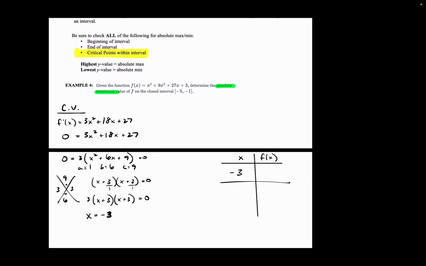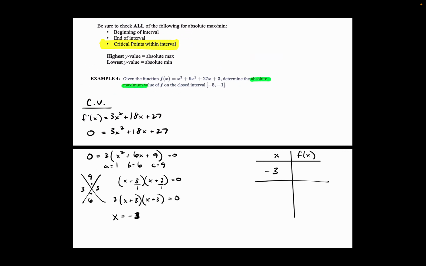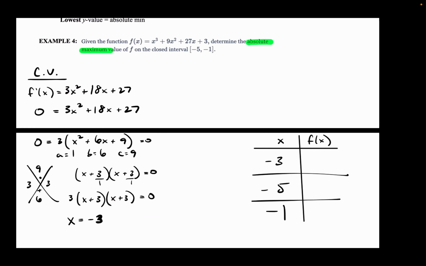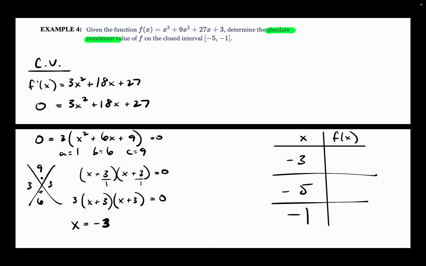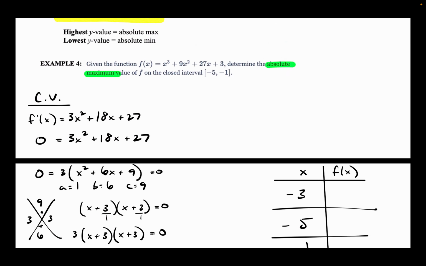The next are what we talked about up here. The beginning of the interval and the end of the interval. So the beginning of the interval was -5, and the end of it was -1, right? Those are the other two that we check. I'm looking for the absolute. So absolute has the highest y value. So whichever one of these gives me the highest y value, that's my absolute.